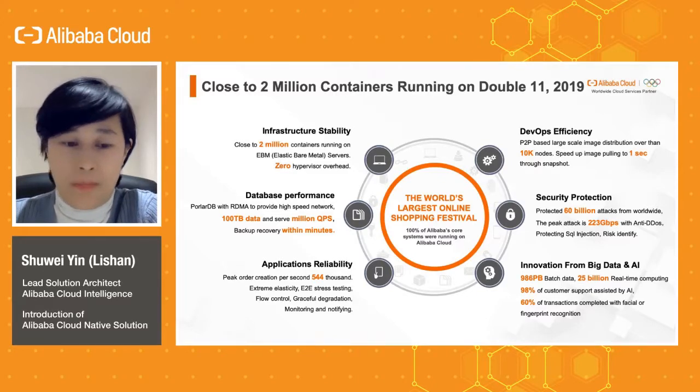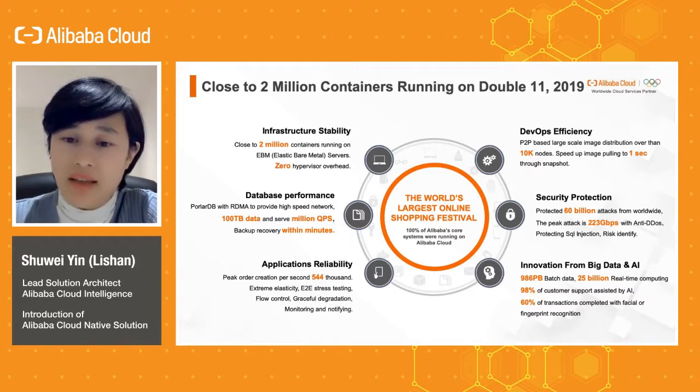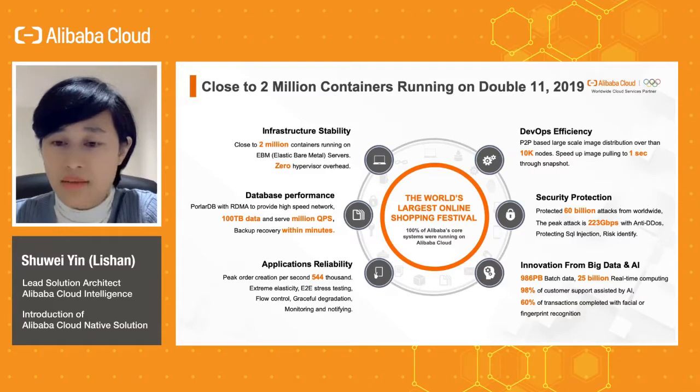For DevOps efficiency, we have accelerated image distribution over 10,000 nodes to make pulling images stable and faster in large clusters. For the security part, it can protect against attacks from the internet. It can also detect risks from inside the container. We also have much more innovation from big data and AI, which is running on containers as well, to increase resource utilization.